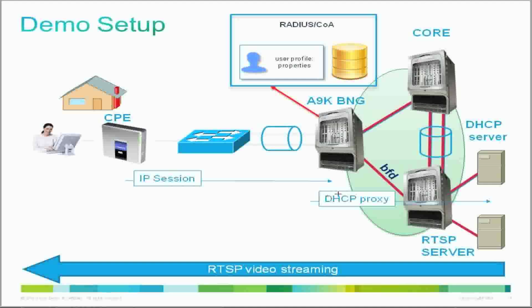The 9K BNG will do DHCP proxy towards the DHCP server here on the right, and also there is an RTSP server that will be able to do video streaming towards the client for us. The network is completed by this Radius and COA web portal over here, so the 9K BNG will have access to that web portal in order to do dynamic reconfigurations of the subscriber session here on the 9K BNG.